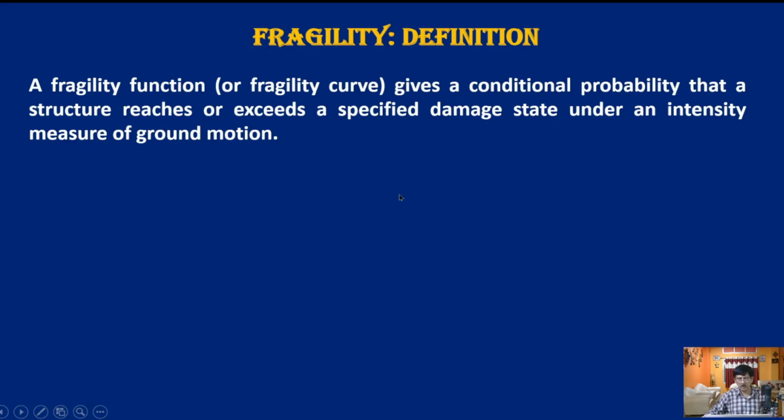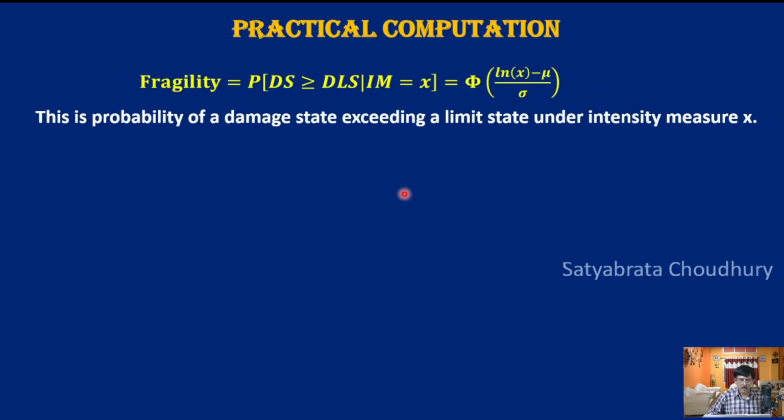For the purpose of refreshing our memory, let us see the definition of fragility. A fragility function or fragility curve gives a conditional probability that a structure reaches or exceeds a specified damage state under an intensity measure of ground motion. So fragility can be a probability of a damage state exceeding a damage state limit under some intensity measure which is x. So it can be written as phi of (ln x minus mu) by sigma.